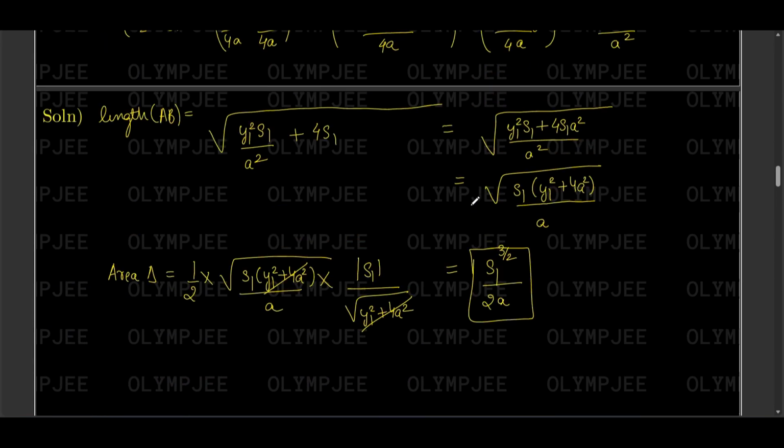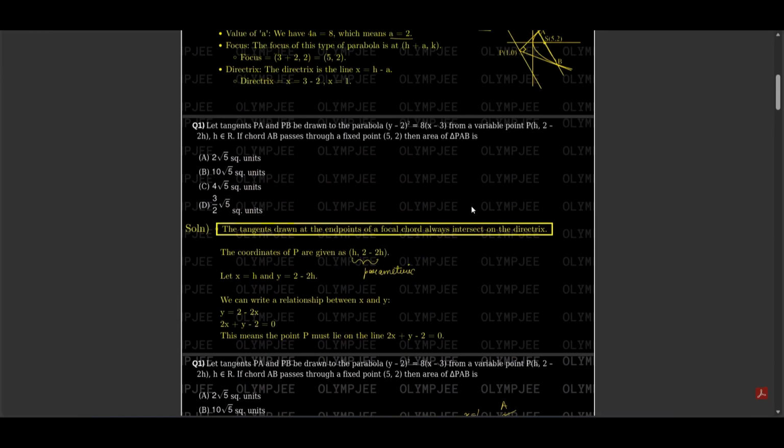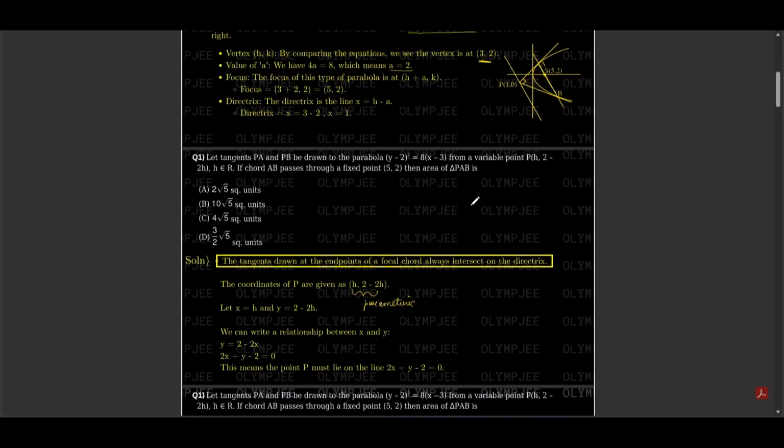So this was a very nice question. Hope you all understood the derivation and the method I've used to solve this question. Let me know if you have any doubts or any other method of solving this.